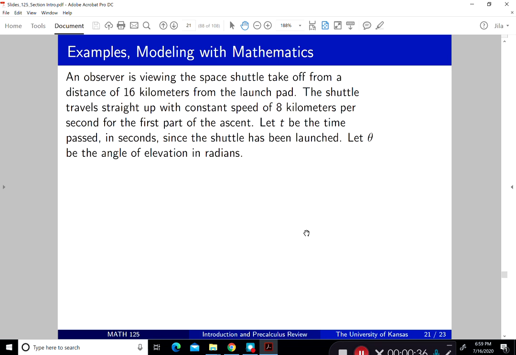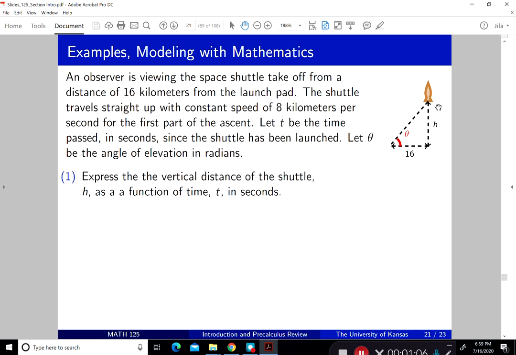And so an observer is viewing the space shuttle take off from a distance of 16 kilometers from the launch pad. The shuttle travels straight up with constant speed of 8 kilometers per second for the first part of the ascent. Let t be the time passed in seconds since the shuttle has been launched. Let theta be the angle of elevation in radians. And so this is the picture, somebody's over here and observing the shuttle go up.